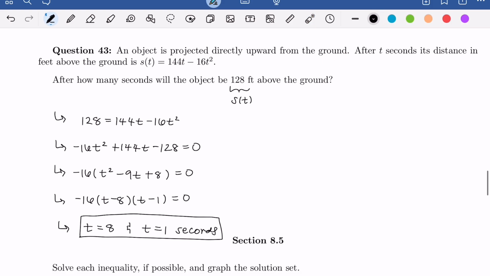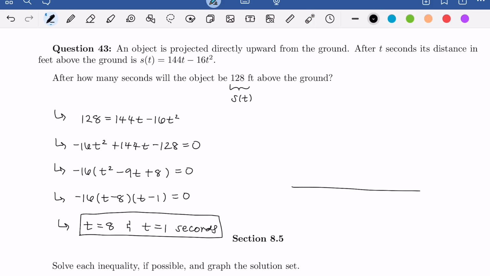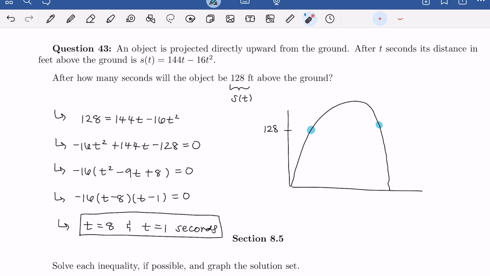And this actually makes sense after 8 and 1 second, because this object is being projected directly upward from the ground. So if we were to think of this, the ground is here, and this is 128 feet. If we project this guy from right around here, it's going to have to come back down to the ground. So it would be hitting this height of 128 feet at two separate points. So this would happen at 1 second and then again at 8 seconds.